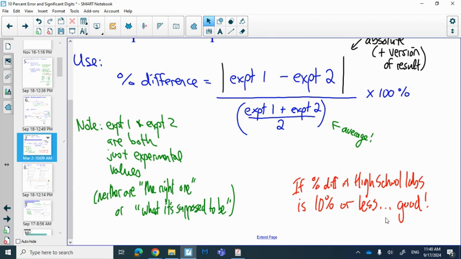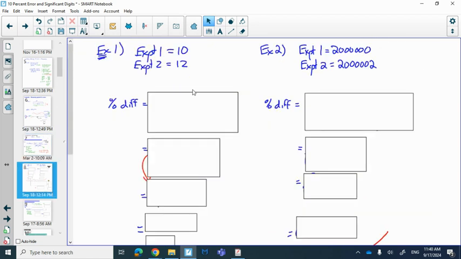Oh yeah, different high school labs. If you're doing high school labs, it's typically 10% or less is considered pretty good. I have to figure out how that might work for us.